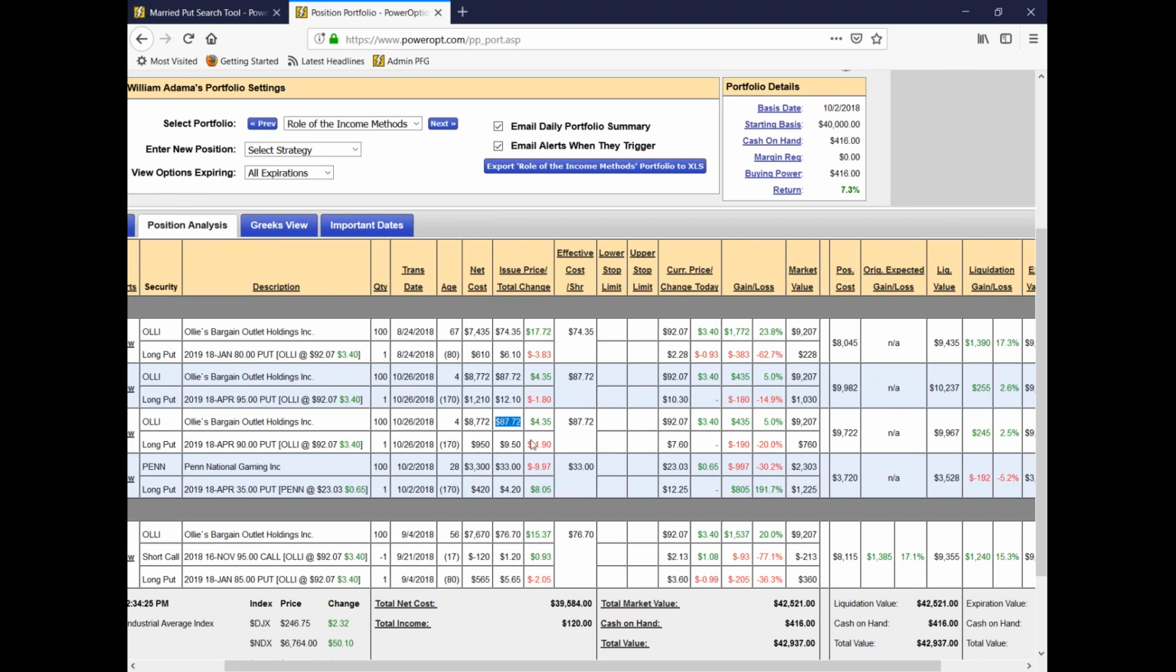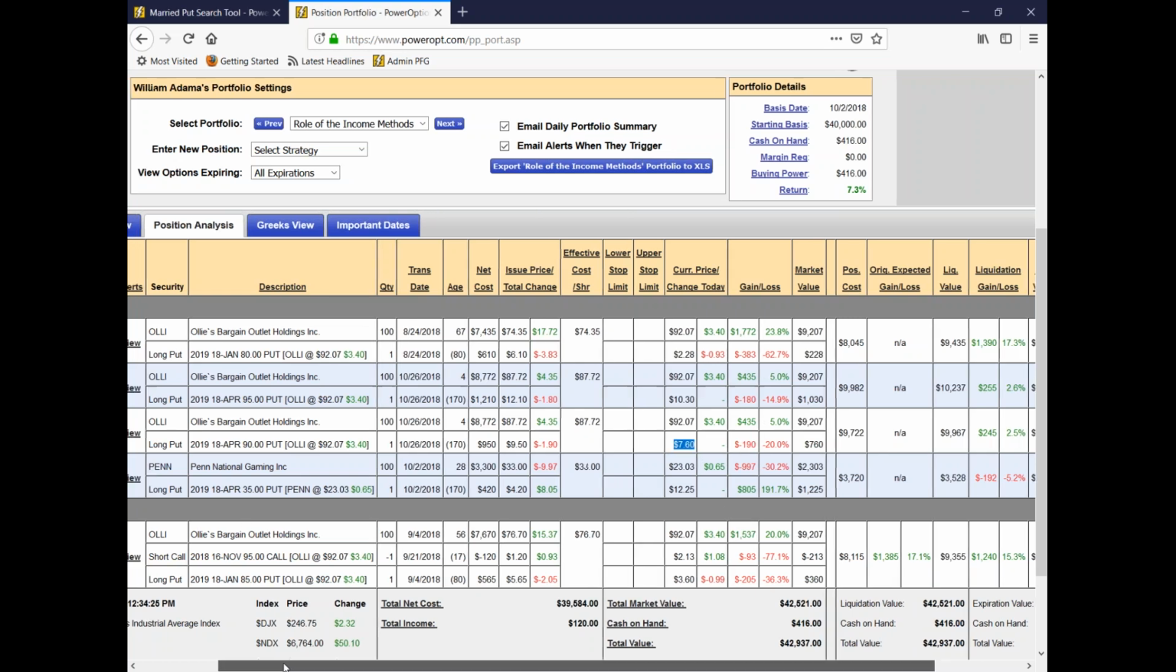His actual numbers with stock at 87.72. Buying the 90 put for 950. The stock's up 5% to 92, but he's only lost $1.90 on the put. Remember, the put just doesn't go to 0 if the stock moves up. He still has 170 days of time value with a roughly at-the-money put. The put's at 760, and it's out of the money now, isn't it?